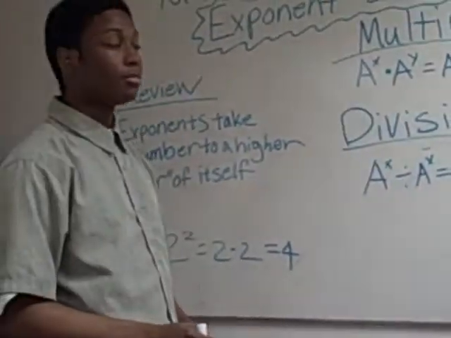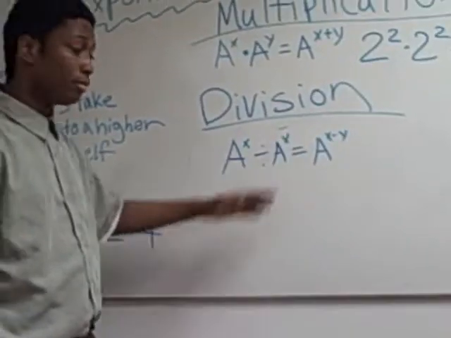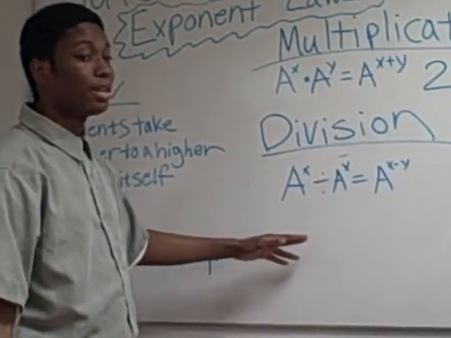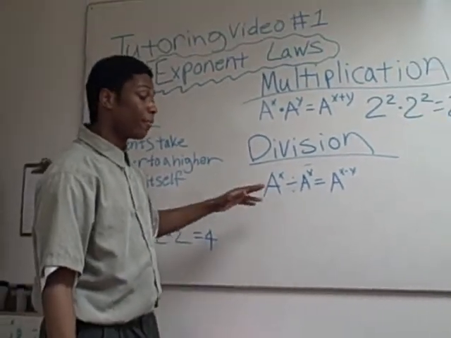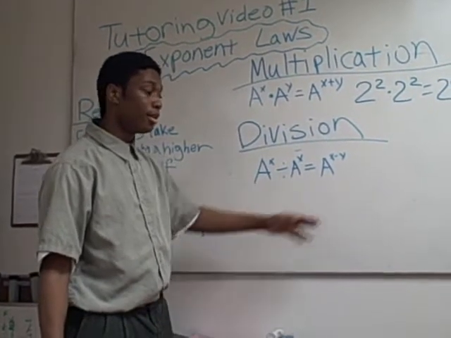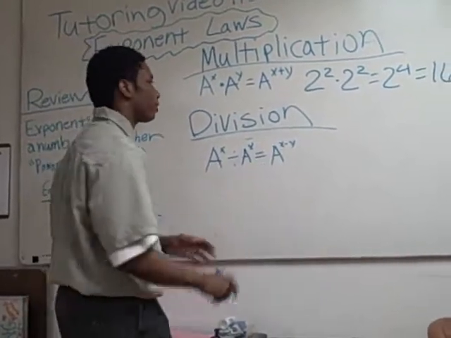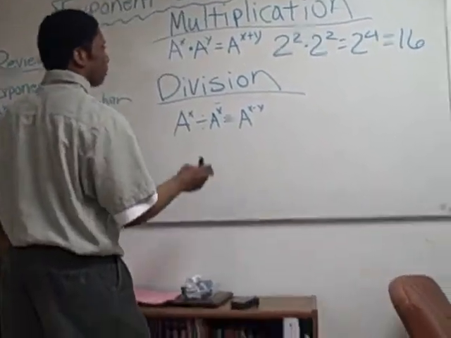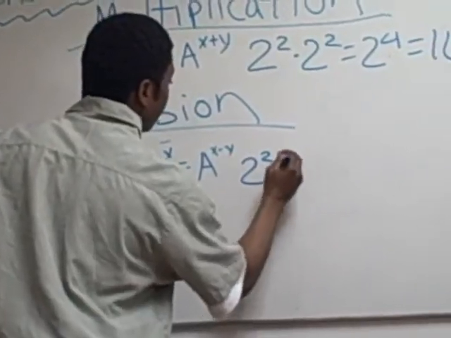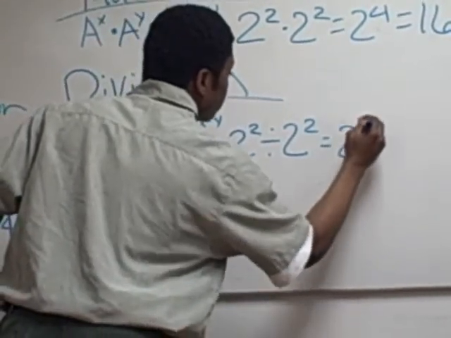Following so far? Okay, so let's move on to division. Division takes two numbers that have the same base, and if they're divided by each other, you subtract the exponents. So basically you're going to be playing a game of adding and subtracting with the exponents with these laws. So let's take another example. 2 squared divided by 2 squared will equal 2 to the power of 0.